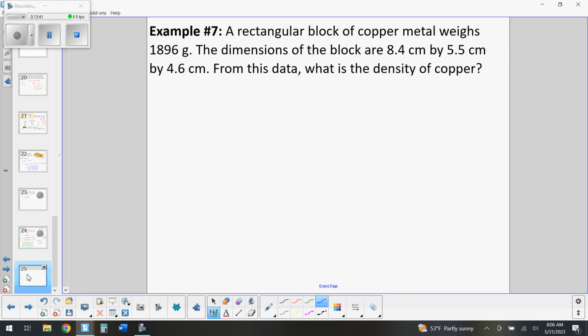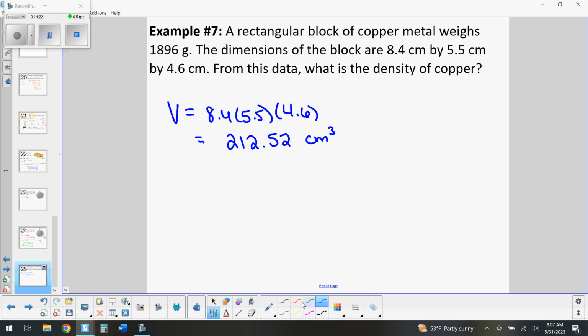We have one final problem. A rectangular block of copper metal weighs 1,896 grams. The dimensions of the block are 8.4 centimeters by 5.5 centimeters by 4.6 centimeters. From this data, what is the density of copper? So we're going to find the volume. The base could be 8.4 times 5.5, and the height would be 4.6. Because it's a rectangular block, I know that the bottom has to be a rectangle, so I could just do length times width. So we get a total volume of 212.52 cubic centimeters.